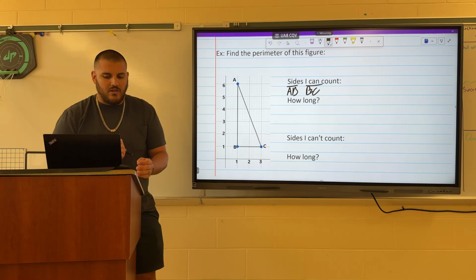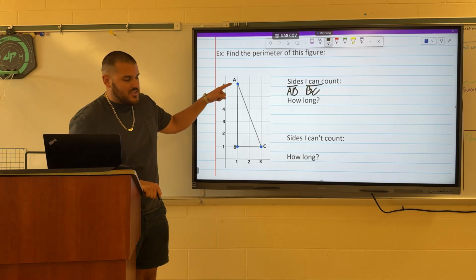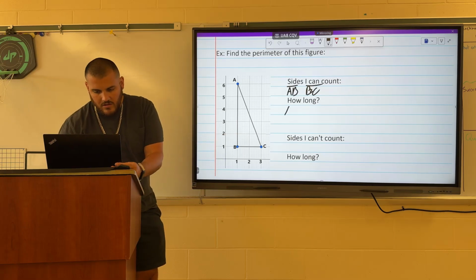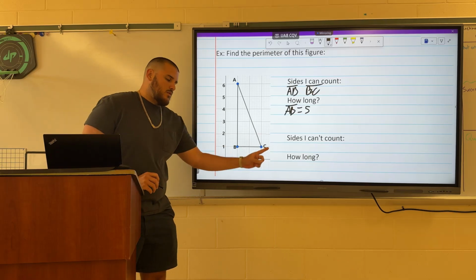and BC. Sorry for my handwriting. So for AB, again, I can just count with my fingers. That's 1, 2, 3, 4, 5 units long for side AB. For BC, 1, 2 units long.